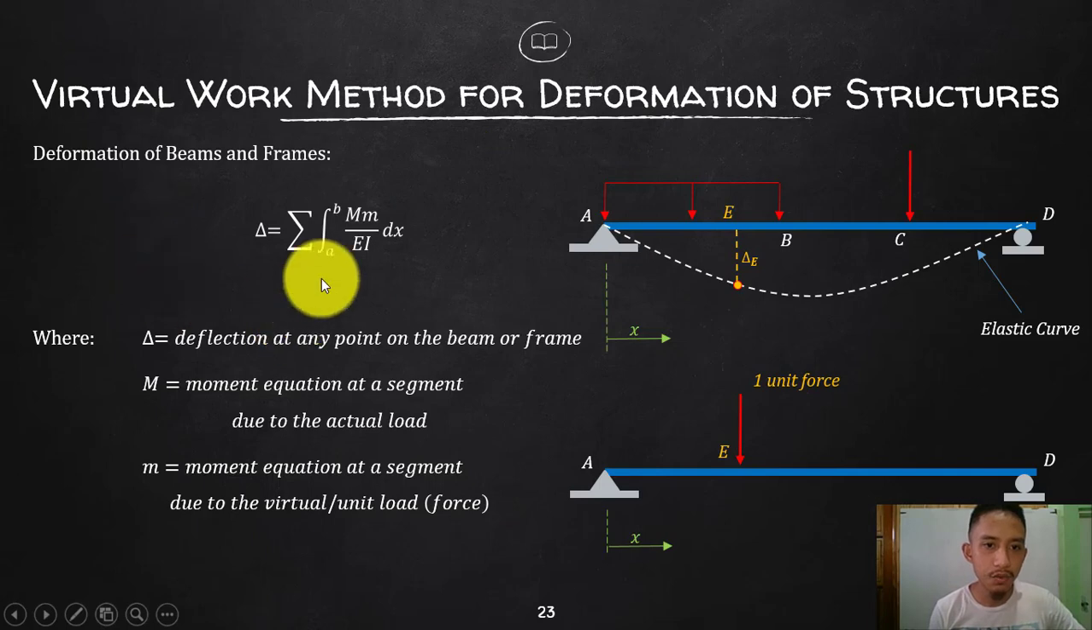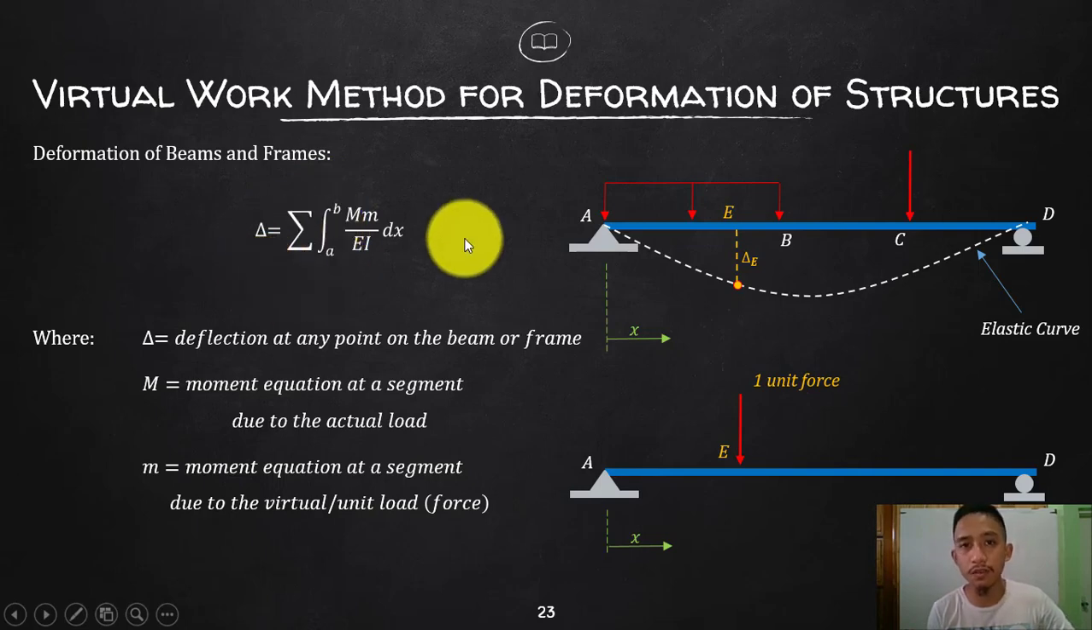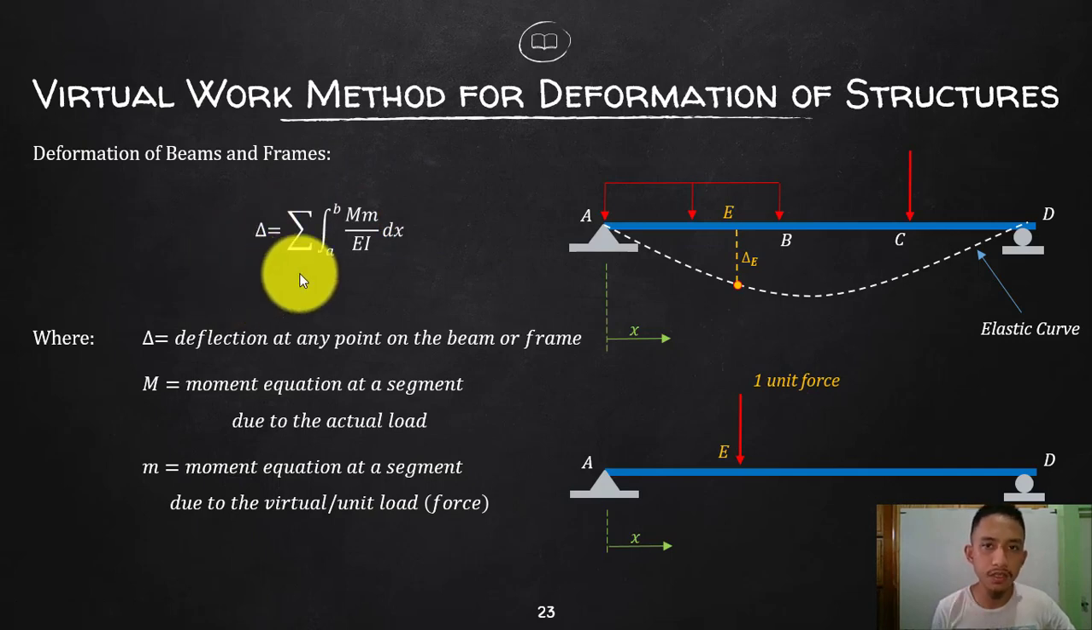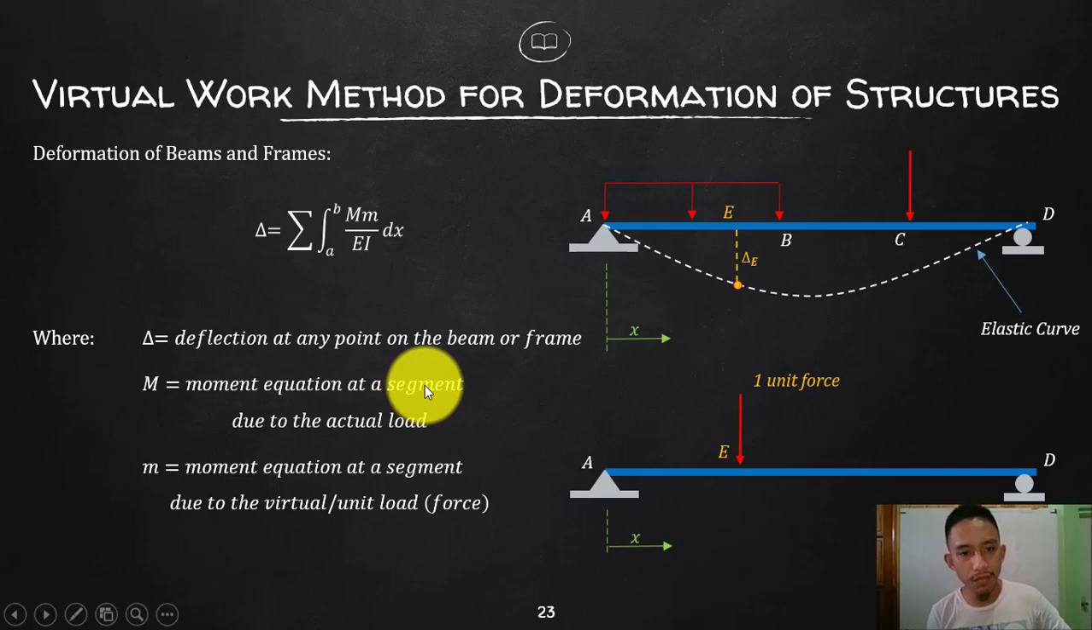Okay, so that's why we have the summation here, because if we want to get the deflection or rotation, we need to consider the entire beam or entire frame. So we are using the summation, because again you might end up with more than one segment. Okay, so again the big M there is the moment equation at a segment due to the actual load.